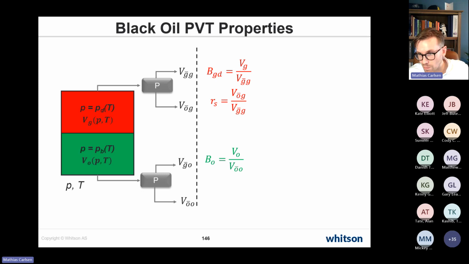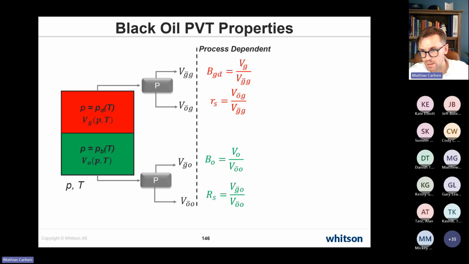While on the oil side, it's the opposite. The formation volume factor for oil is the reservoir oil divided by the surface oil originating from the reservoir oil. And the solution GOR is the surface gas originating from the reservoir oil divided by the surface oil originating from the reservoir oil. So you need to see that those are different.